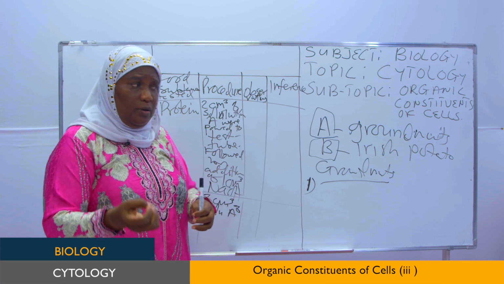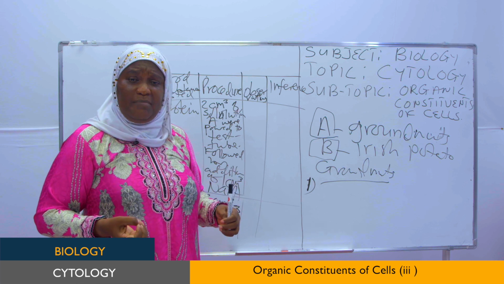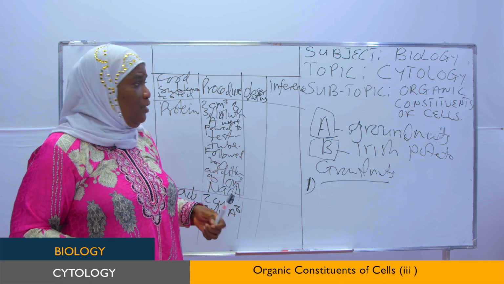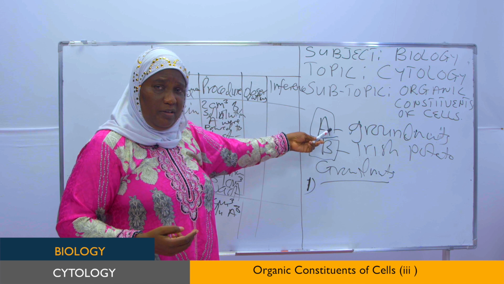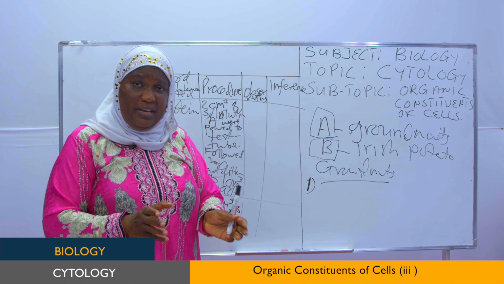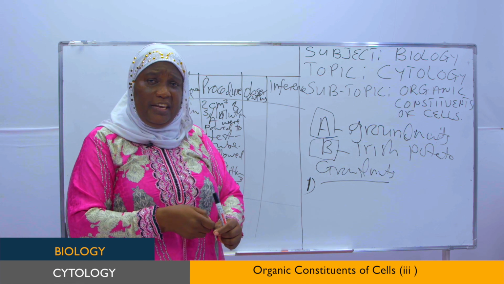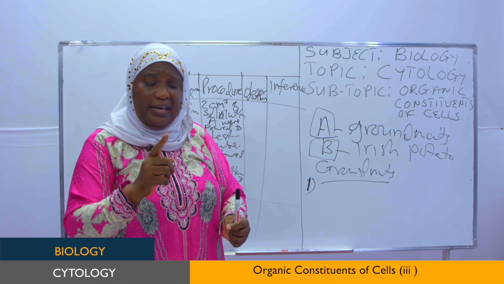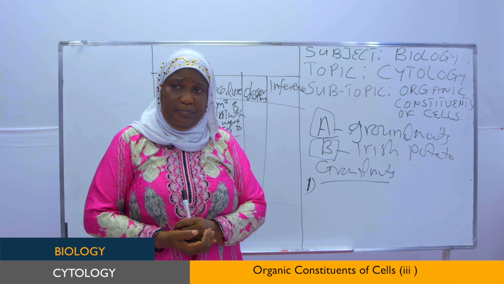Then, after taking the test tube, you take 2 centimeter cubed of sample solution A. You pour it in the test tube. The test tube should be clean. After pouring your solution A in test tube A, let's say, you are required to add iodine solution.